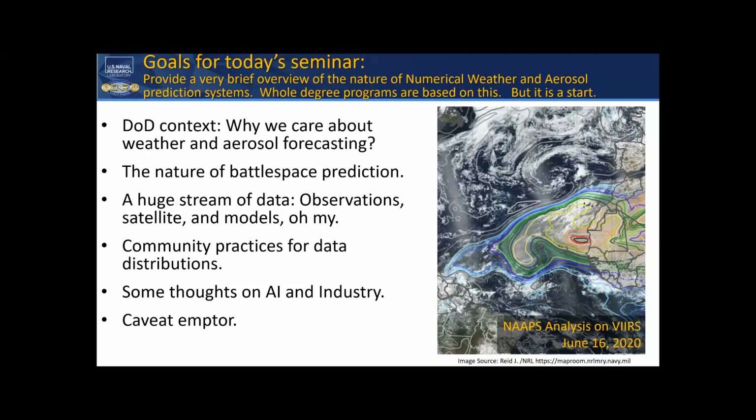I'm also going to talk about the nature of battle space prediction and the streams of data that we have. I'll go over some community best practices, and then I'm going to close with some thoughts on how things are changing in regard to machine learning, AI, and where industry fits into all of this. And then lastly, again, caveat emptor: no matter where you get your data, always buyer beware.